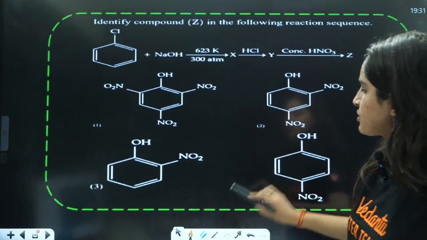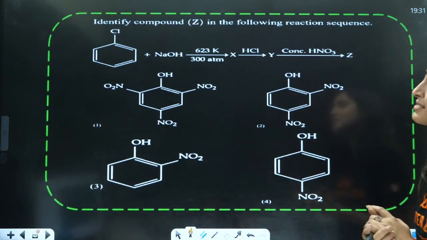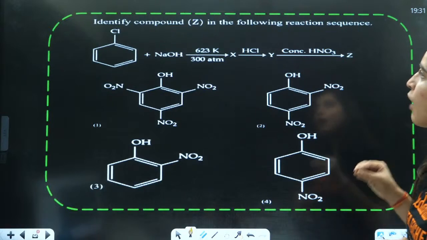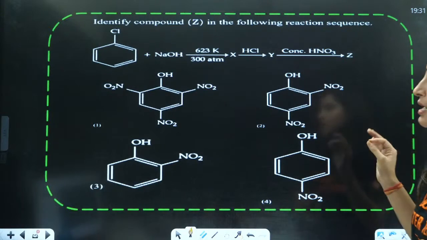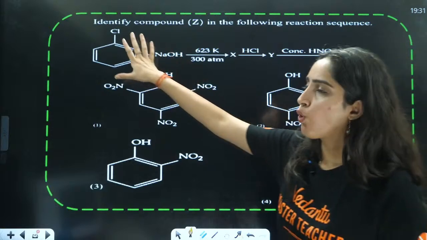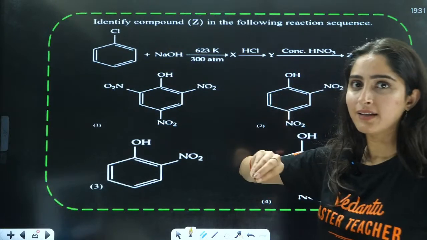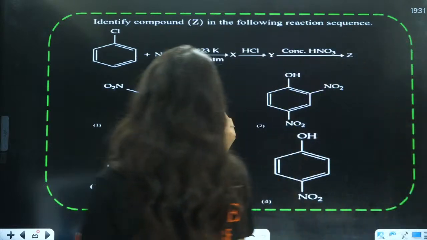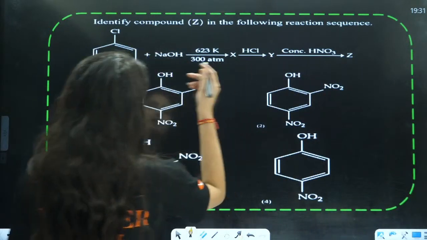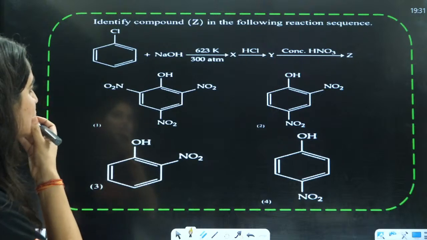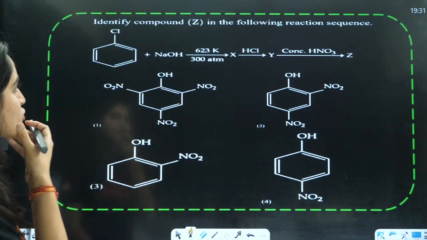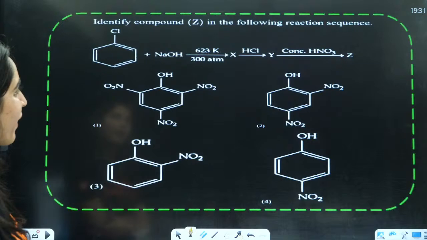Next is this question. It says identify the compound Z in the following sequence, right? So you have chlorobenzene with NaOH. It is going to form X. That is basically Dow's process, right? So it is going to form OH here.